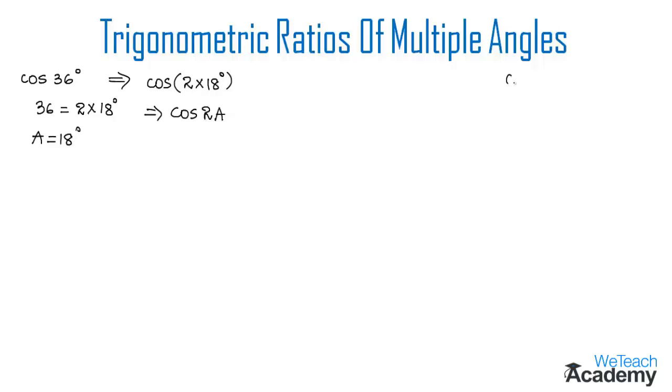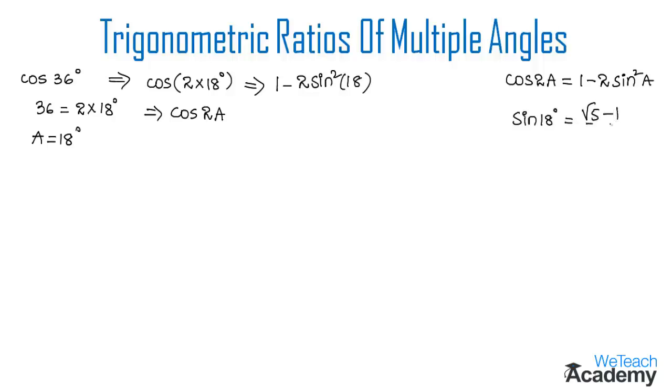So we already discussed the formula of cos 2A, which is 1 minus 2 sine squared A. By using this formula, we can write cos 2A, that is cos 2 into 18 degrees, as 1 minus 2 sine squared 18 degrees. And we already found the value of sine 18 degrees in our previous videos. That is, sine 18 degrees is equal to (root 5 minus 1) by 4.